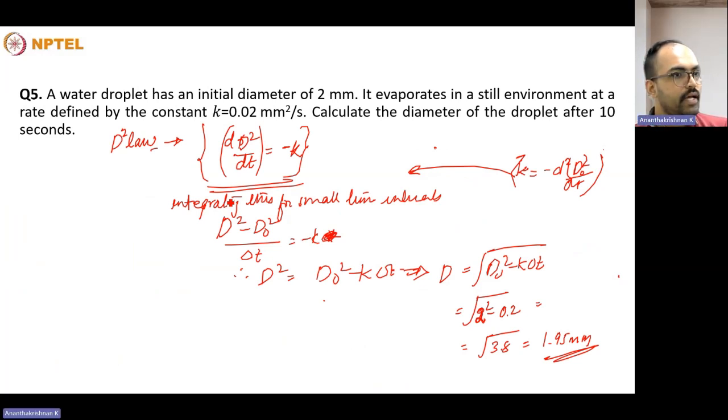The sixth one is based on the D squared law for the droplet evaporation. Basically, the D squared law says that the area reduction with respect to time of a spherical droplet, for which several conditions are there that I had discussed, is directly proportional to the evaporation constant that depends upon the conditions. Here it is directly given, so we just use integration to find the value of the new diameter.